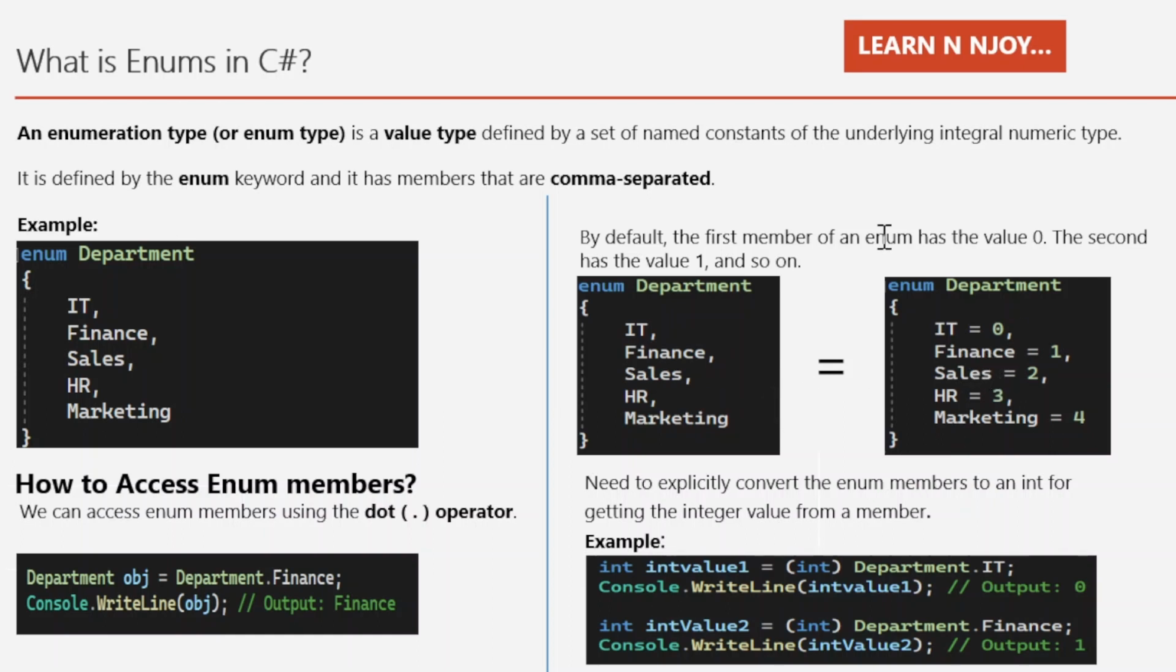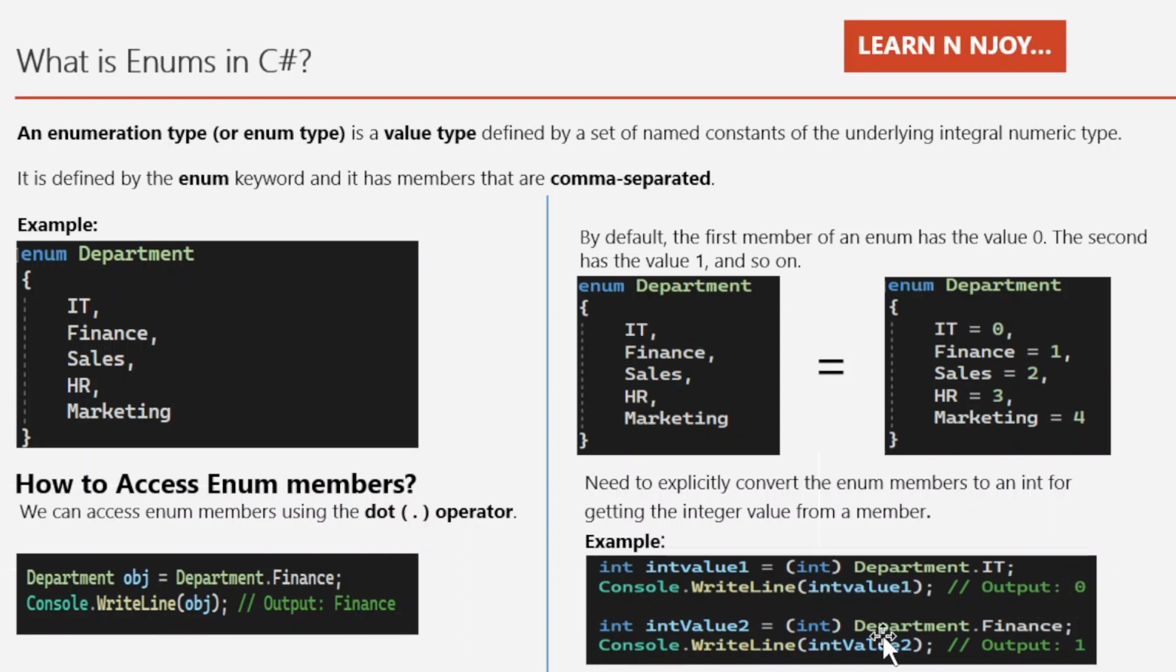Let's suppose there is a need to explicitly convert the enum members to int for getting the integral value from a member. How can we do that? We need to write it like Department.IT and then we need to do the casting. So here we are going to put int so that it will give the integral value. That's what we are storing into the int value1, and we are printing into this console window using the Console.WriteLine statement, and if you see the output, it is coming as 0.